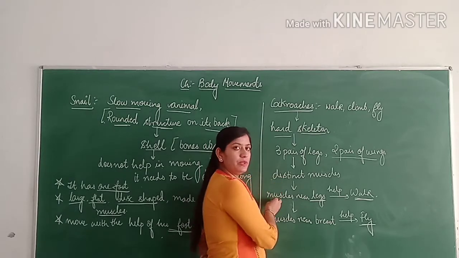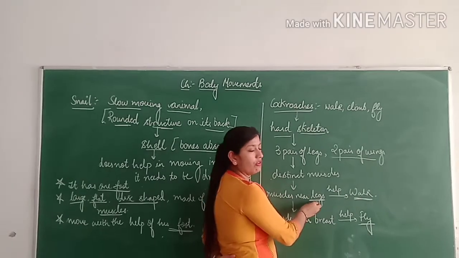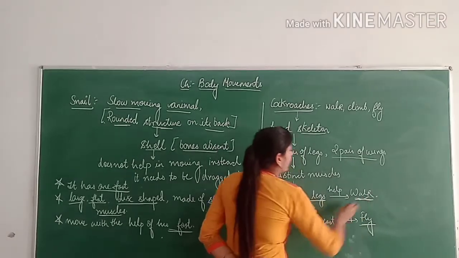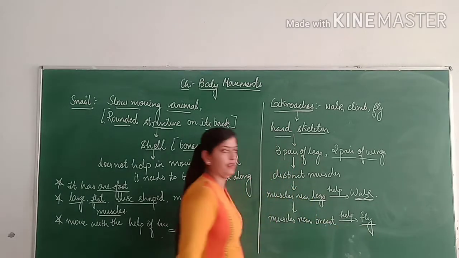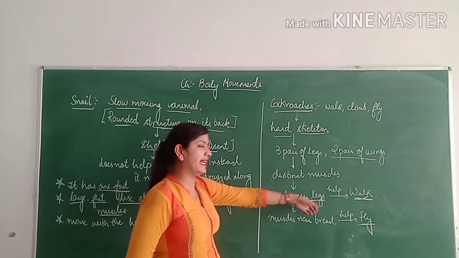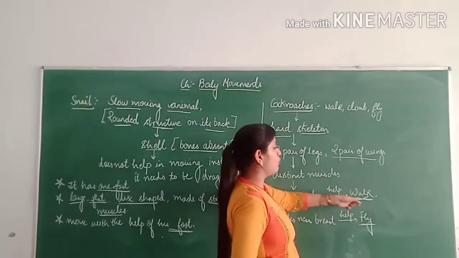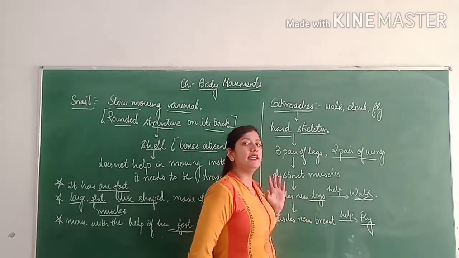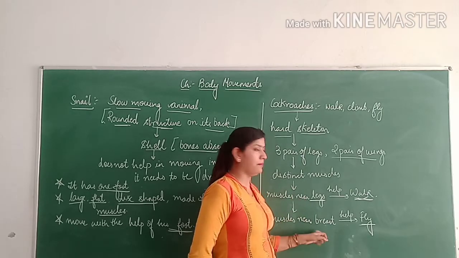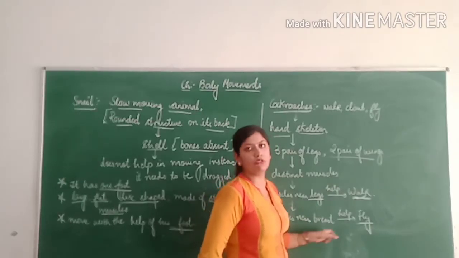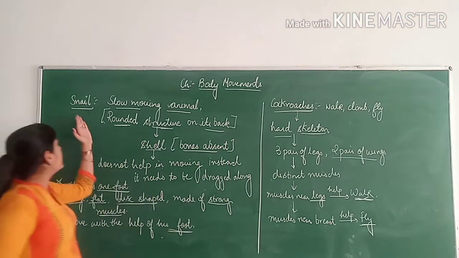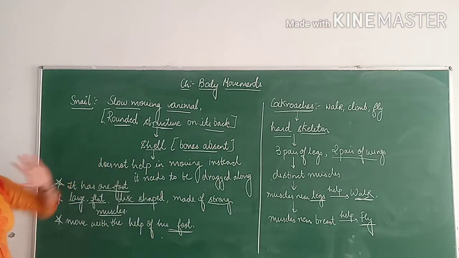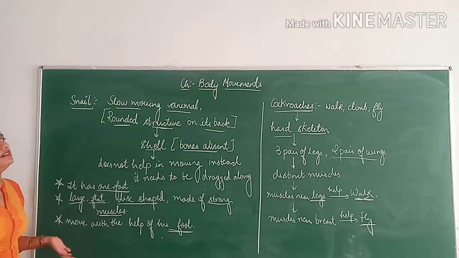The muscles which are near the legs in a cockroach help them walk, and the muscles which are near the breast help them to fly. Okay, जो muscles leg के पास होंगी वो cockroaches को walk करने में help करेंगी, and the muscles present near the breast help the cockroach to fly. I hope the snail and cockroaches, their way of walking is clear to you.